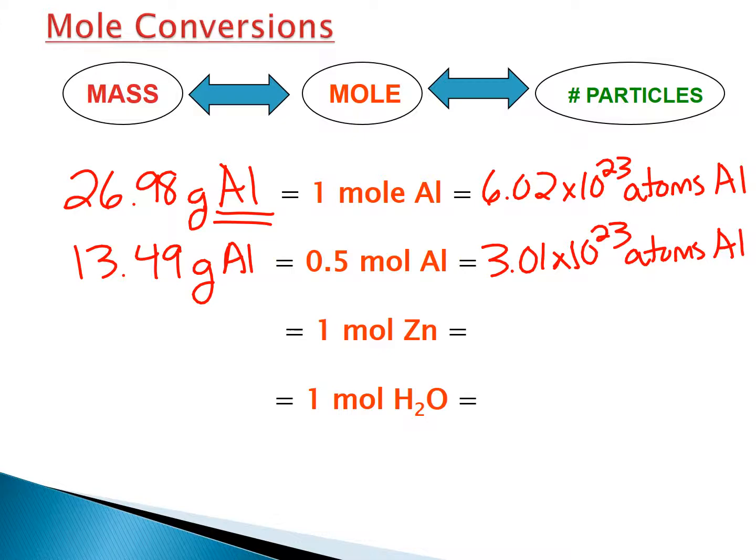Okay? If I have a mole of zinc, its mass is going to be different because it has a different mass in the periodic table. So it's 65.39 grams of zinc. But the number of particles is not going to change because that is not dependent on the substance. So it's still going to have 6.02 times 10 to the 23rd atoms.